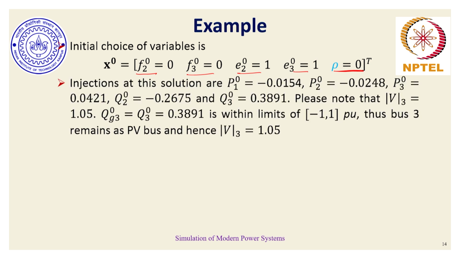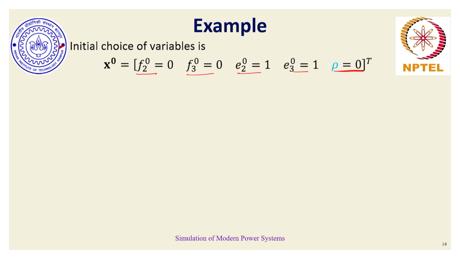At this initial choice of voltages, let me just cross-check again. Sorry, there is a mistake here. E30 is 1.05 and not just 1. I will recorrect the slides and reshare. So, this is 1.05. Rho is 0, although it can be chosen as any other number.